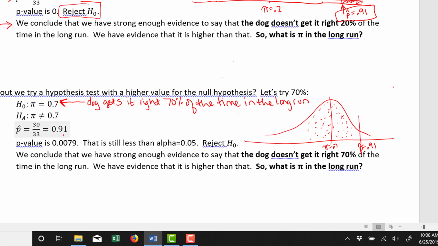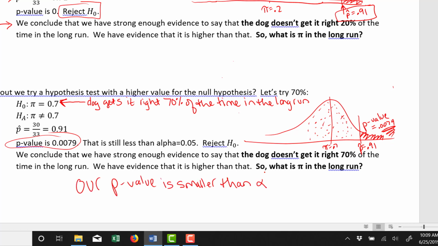Turns out when we ran this simulation, the p-value we got is 0.0079. So if it's true that the dog gets it right 70% in the long run, then the probability of getting a sample like ours or more extreme is 0.0079. That's still a very, very small p-value. And what we really care about is that it is smaller than alpha. So we reject the null hypothesis again.